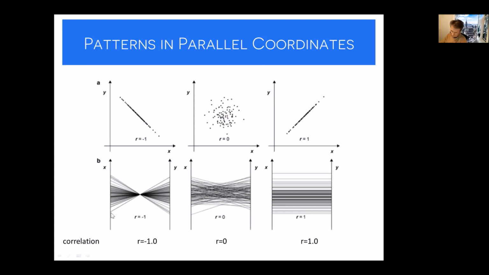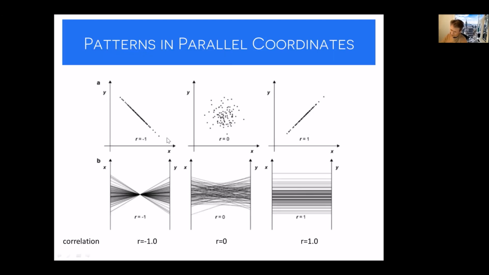And when a point has a low value in one dimension, it has a high value in the other. So they basically cross here somewhere, and you get this very characteristic bow tie pattern. High positive correlation looks like this, right? Basically, when a point has a high value here, it has a high value here as well. Okay, so this is perfect correlation.